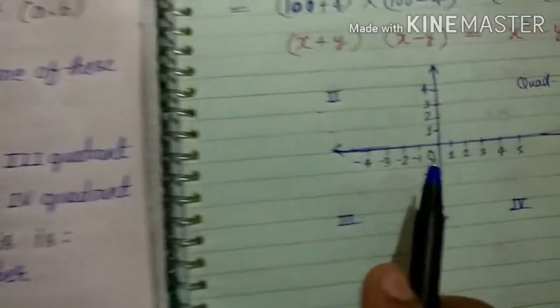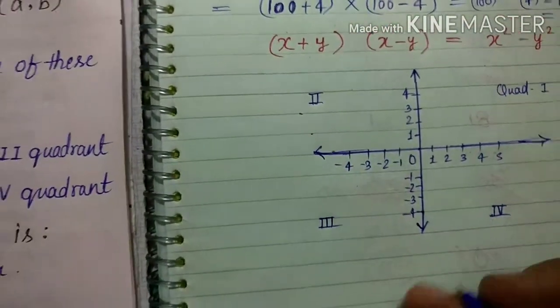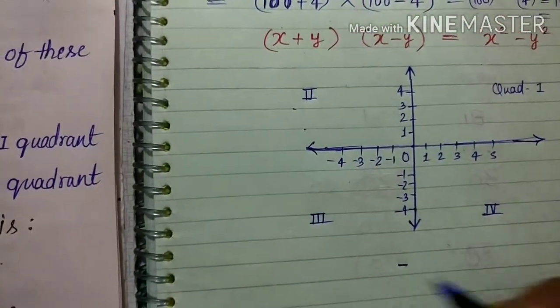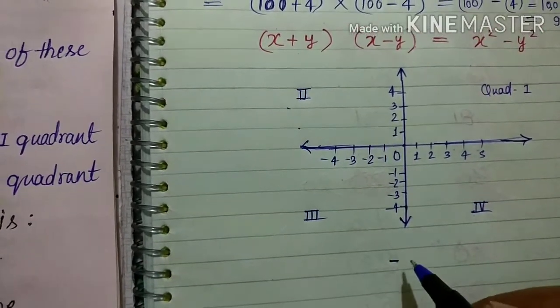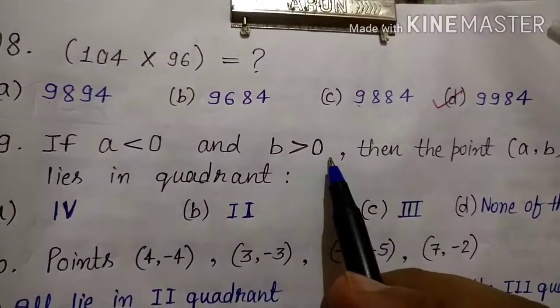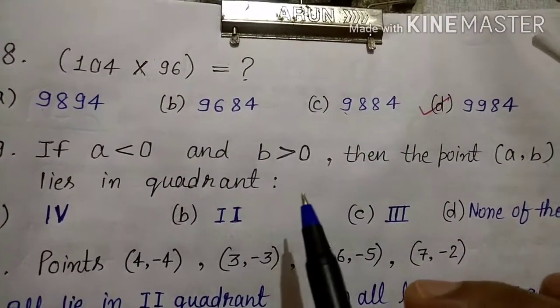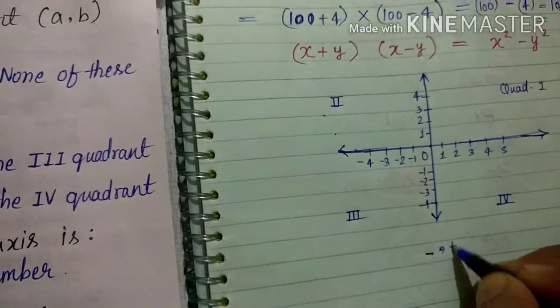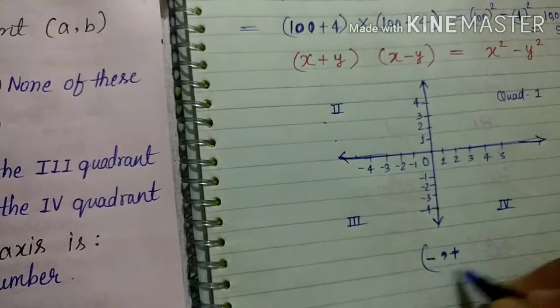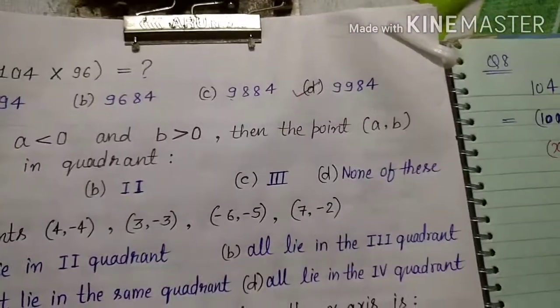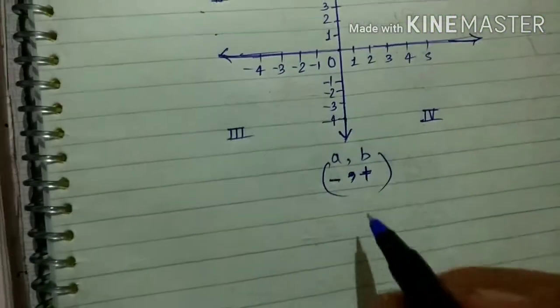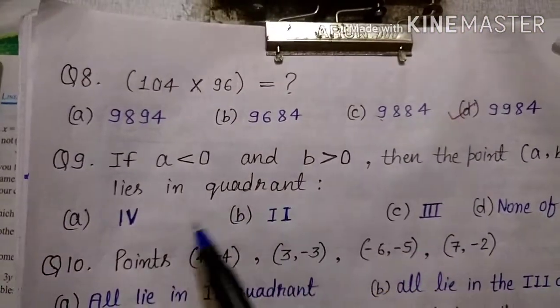It means it is a negative number. So we can write negative number. And then they are saying what? b is greater than 0. Greater than 0 means it is a positive number. Okay, then point (a, b). b is what? Positive number. So minus plus. What is the number here? Minus plus. So just tell, (a, b) will lie in which quadrant?